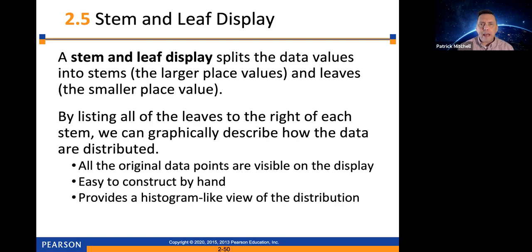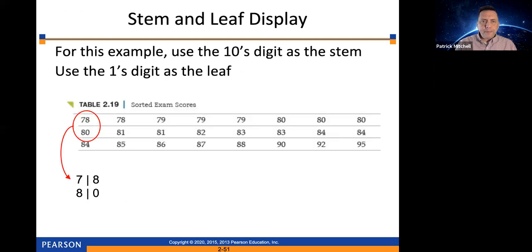I have used them in my real life, not quite as much as I used to. When I first got into teaching, I would give an exam, and if I wanted to get a really quick picture of how the class did, I would put the scores into a stem and leaf display. It's really easy, and it basically does the same thing as a histogram in terms of showing you the shape of the distribution. So let's look at an example.